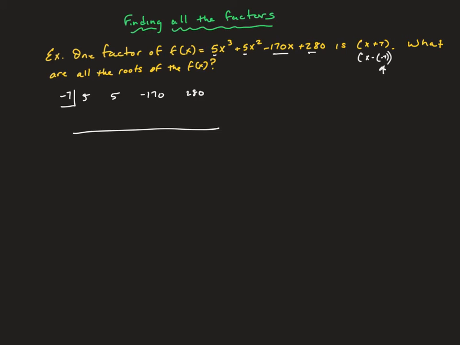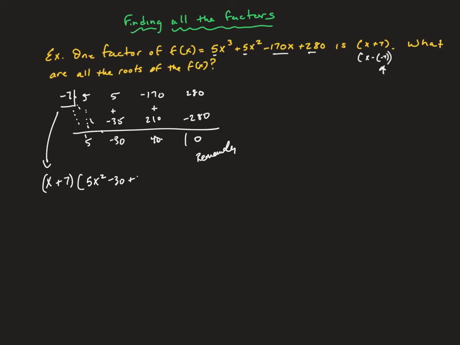My division is going to be: bring one number down, and then I'm going to multiply. I'm going to add down, and I'm going to multiply. I'm going to add down, and I'm going to multiply, and I'm going to have a remainder of 0. All right, so there's my remainder, so I know that this one factor was x plus 7, and I know that this factor is going to be 5x squared minus 30x plus 40.